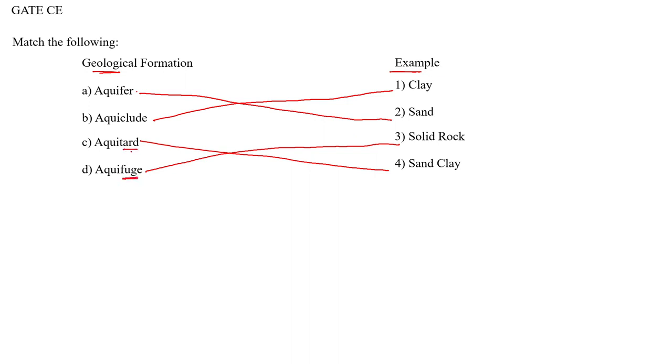Aquitard will have storage but less yield. Aquiclude has storage, no yield. For aquifer, storage as well as a good yield. Okay, this is a very important question. You can expect it for 1 mark either in an interview or in GATE also. So I can particularly say this example.